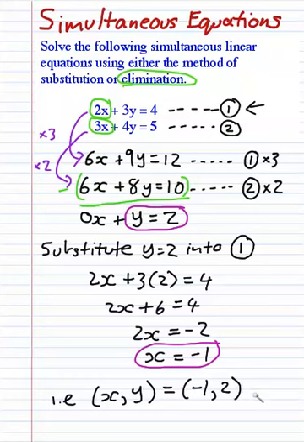Or better than that, just so that you're nice and clear. So what we've found is that x, y is equal to minus 1, comma 2. Okay, so that's how to solve these simultaneous equations using the method of elimination.